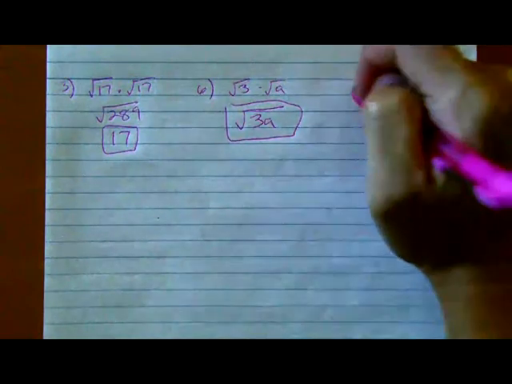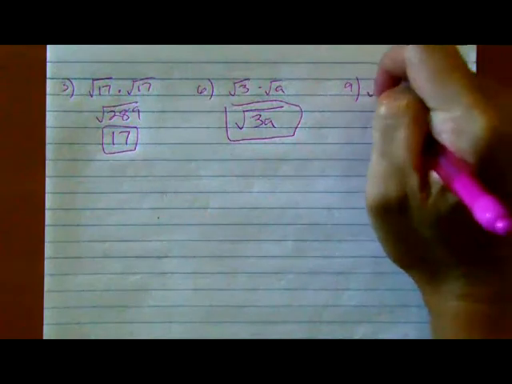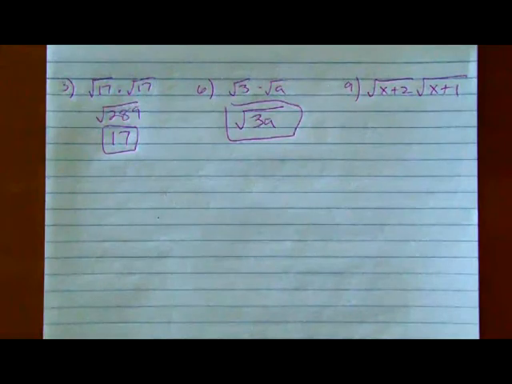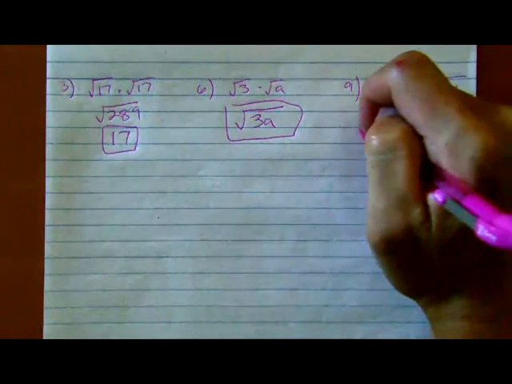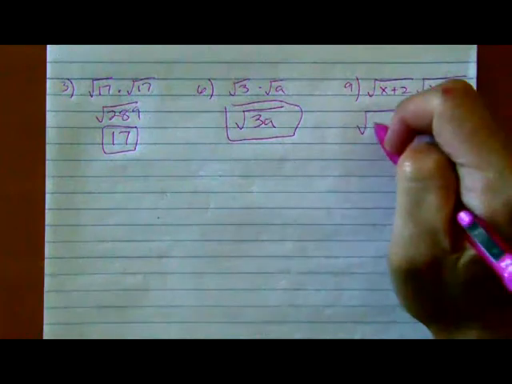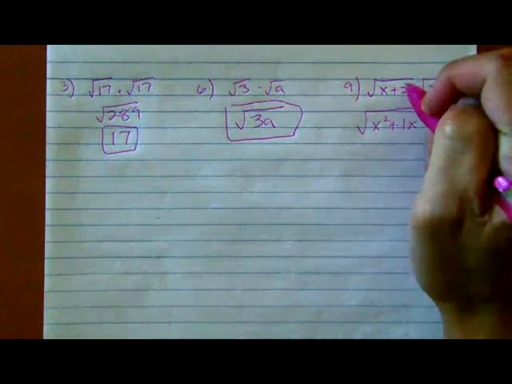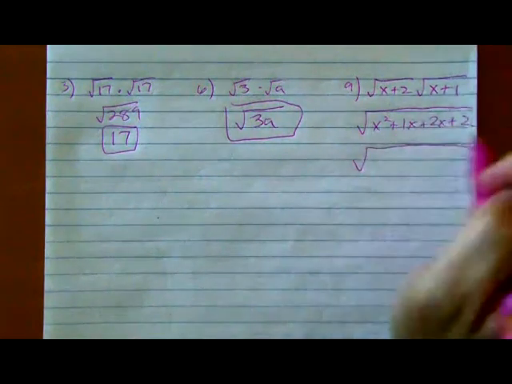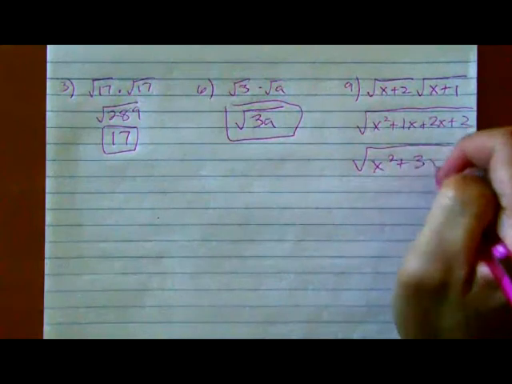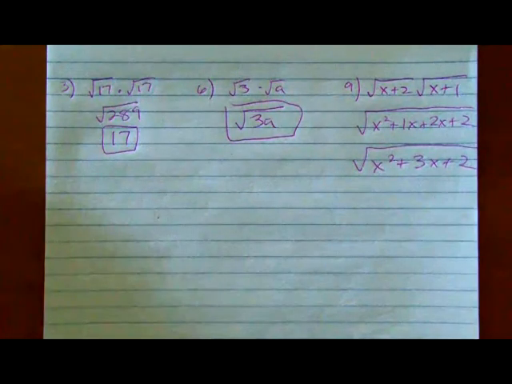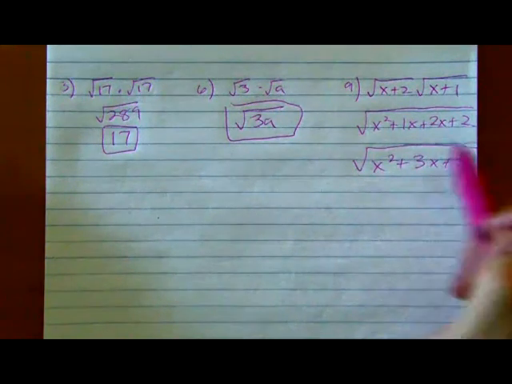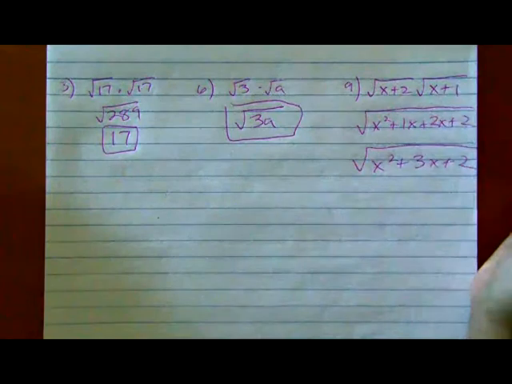Number 9 says square root of x plus 2 times the square root of x plus 1. So we just multiply out the terms. It's like the distributive property. Distribute the x, so x squared plus 1x. Distribute the 2, plus 2x plus 2. X squared plus 3x plus 2. We can't go further because you can't square root each of the terms separately. You can only square root factors. If we factor this, we're back to where we started. This is what we're looking for.